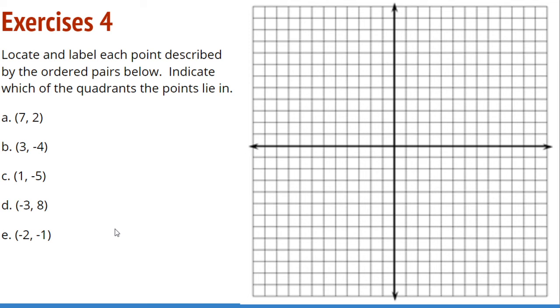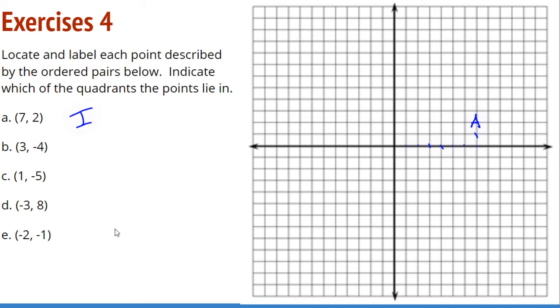Okay, so we're going to locate and label each point by the ordered pairs, and we're going to tell which quadrant they go in. So I need to find 7, 2. 1, 2, 3, 4, 5, 6, 7. 1, 2. And so there's point A. I'll put an A there. And that's in quadrant 1.